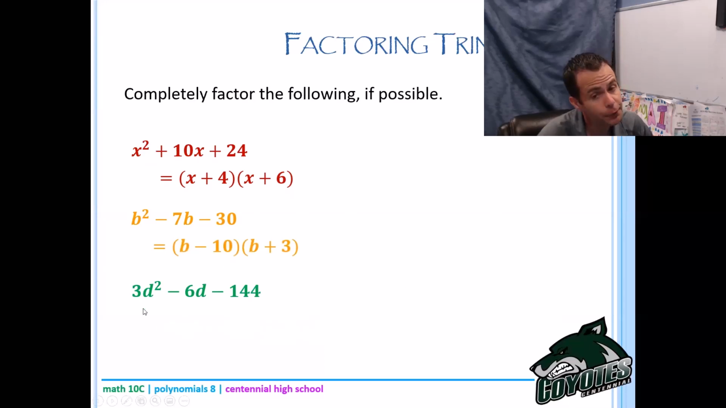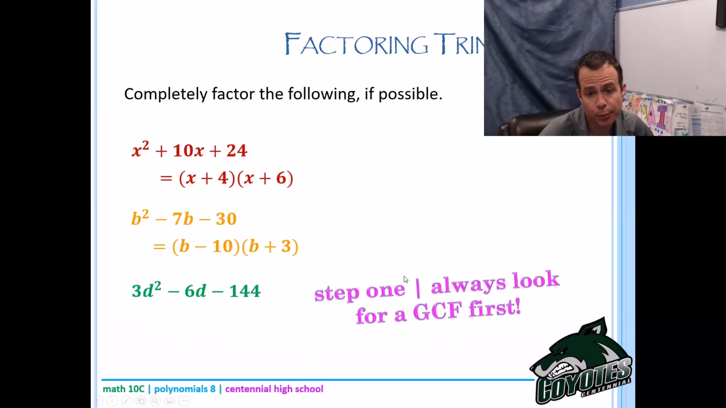Now, at first glance, this last guy here, you might say, hey, that's not shortcuttable, but remember, the first step in any factoring question is always to look for a greatest common factor. In this one, it happens to be that all three of these numbers can be divided by 3, so I'm going to take the 3 out first. That's going to leave me with 3 times (d squared minus 2d minus 48).